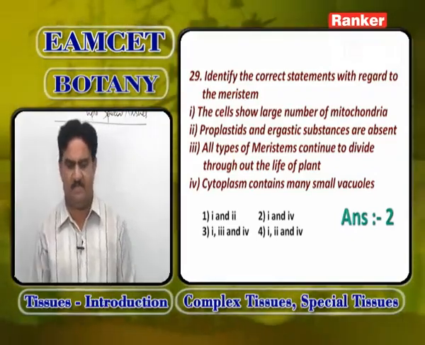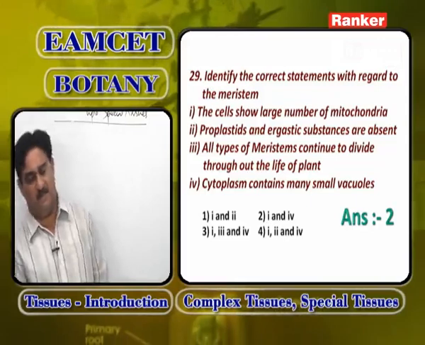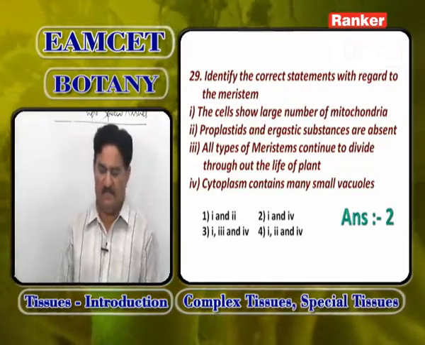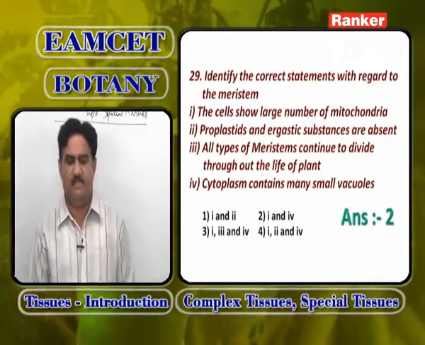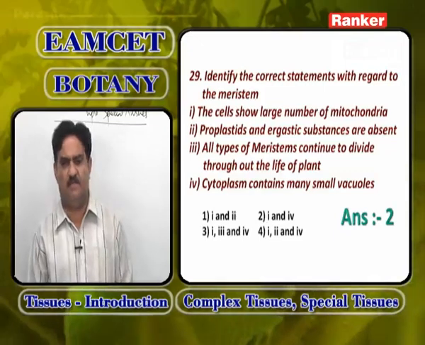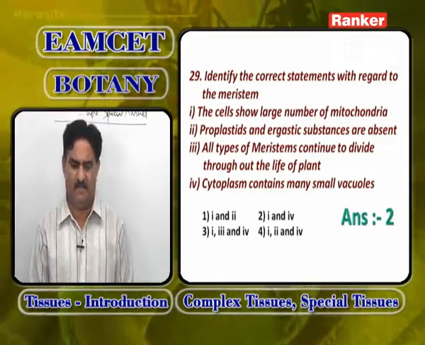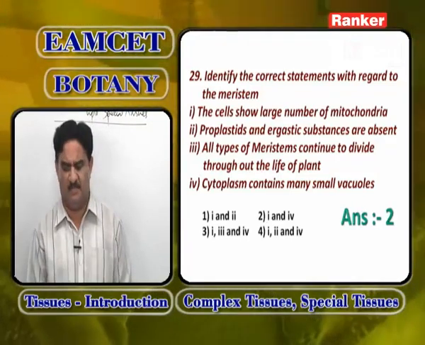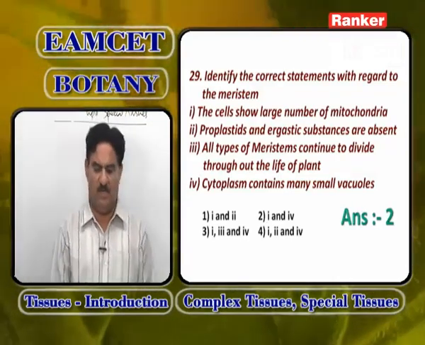Proplastid and ergastic substances are absent is wrong. Ergastic substances are absent but proplastids are present. So answer is 1 and 4. What are they? The cells show large number of mitochondria. Why? Because they are metabolically very active. Cytoplasm contains many small vacuoles. So answer is 1 and 4.